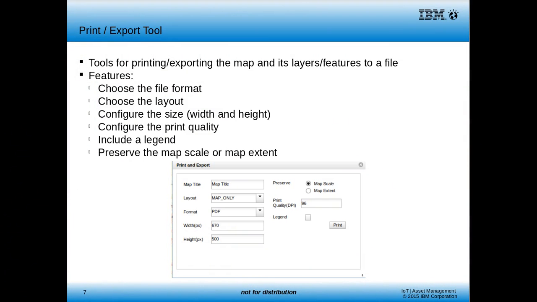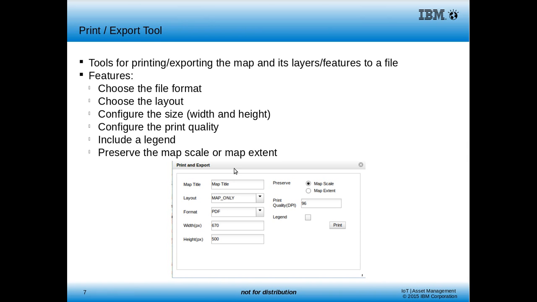Okay, our next tool is the print export tool. With this tool, you can export the map and its layers to a file. Inside the print export dialog, you can select some attributes, such as the file format, PDF or another format that we have there. For the layout, you can configure the size, width and height, and the print quality. You can include a legend, and also you can preserve the map scale or the map extent.